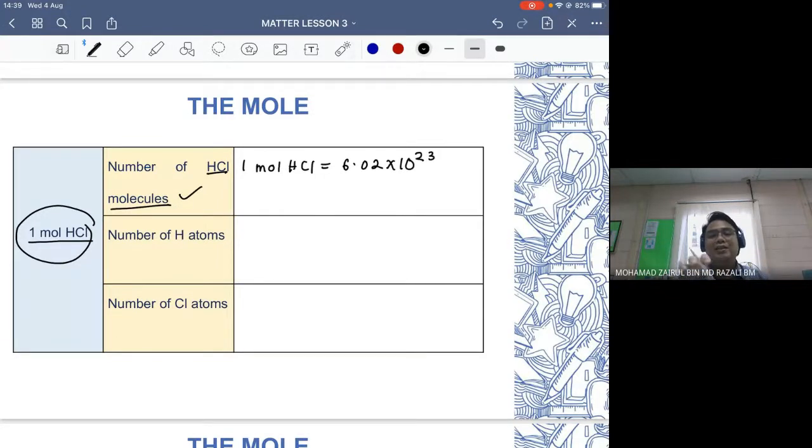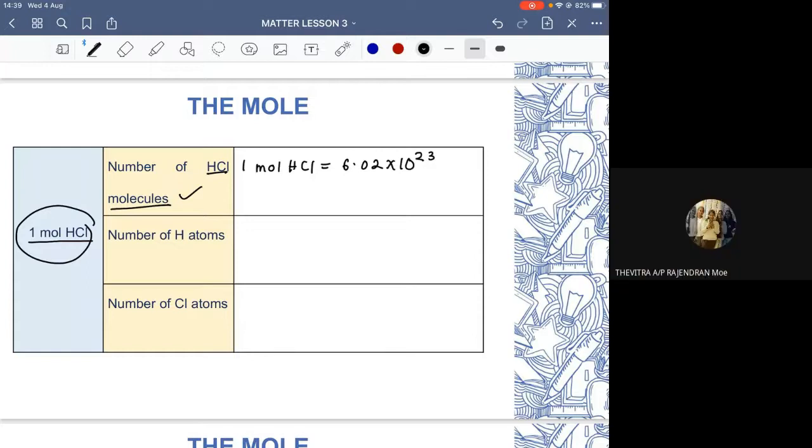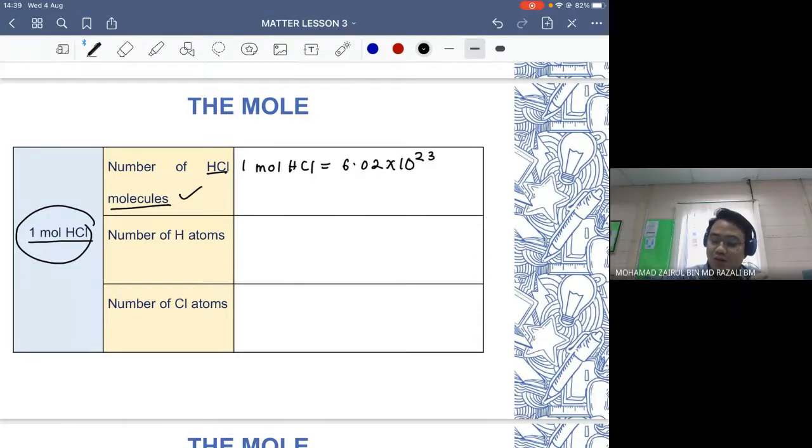So 1 mole of HCl is equal to 6.02 times 10 to the power of 23. Okay, so what is the unit? Dia ada unit, tapi unit dia apa? Molecules. To be specific, HCl molecules. So for this kind of question, the unit depends on the question. If the question asks you number of atoms, then the unit is going to be number of atoms. If the question asks you the number of ions, then the unit is going to be number of ions.